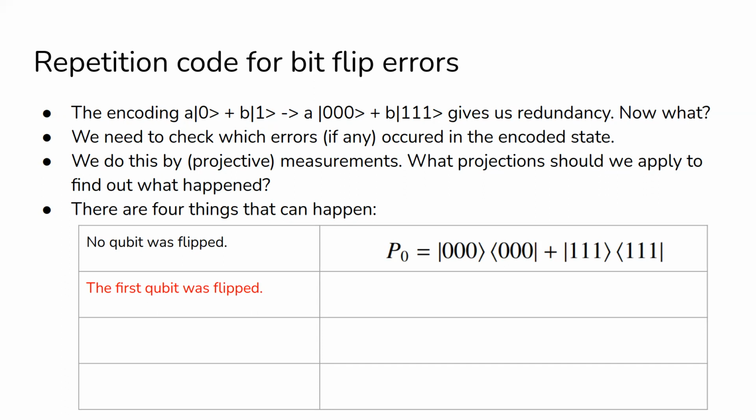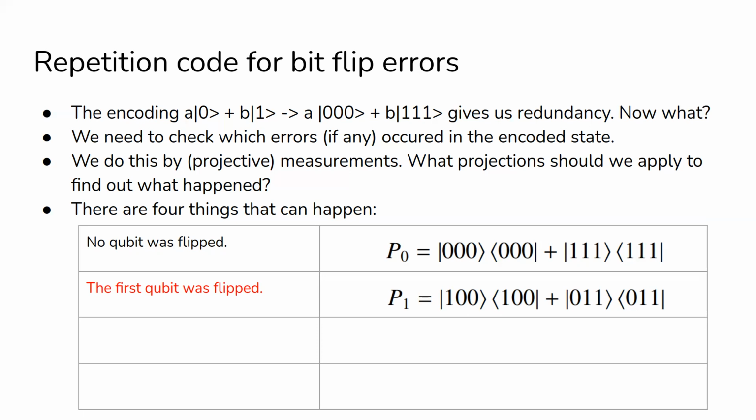Yeah, that's the answer. It's as simple as flipping the first one. So this will still be a projector. And what we've done is we've taken 0, 0, 0, and we flipped the first one now to be a 1. And we've done the same thing in the second term. So 1, 1, 1 is now 0, 1, 1. So now we'll only ever measure this if the first qubit flips.